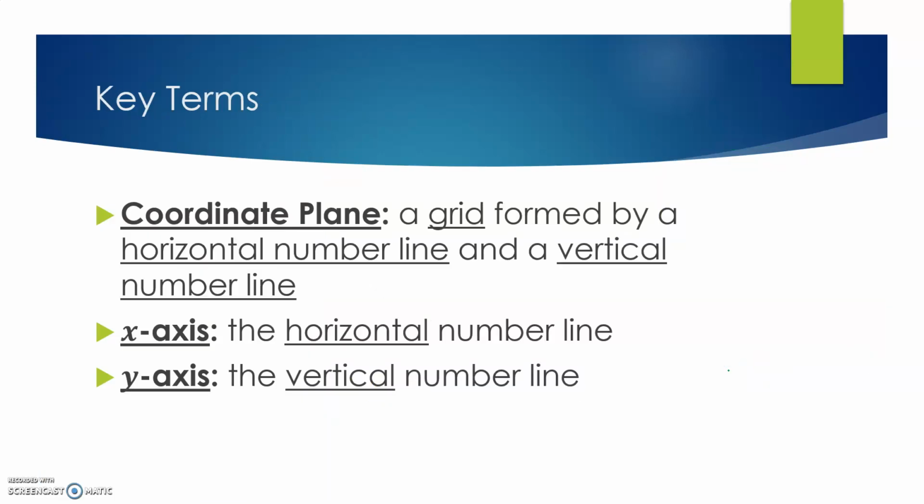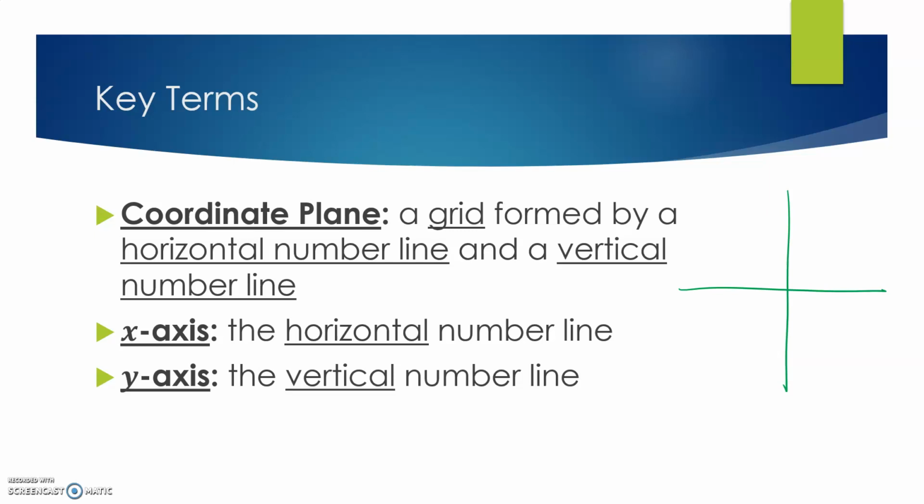coordinate plane system. A coordinate plane is a grid formed by a horizontal number line and a vertical number line. It's going to look like this. So we've got a grid. If I'm just drawing one, I don't draw all the little grid lines that go in between. But a lot of the graphs that we'll look at will have those grid lines shown.